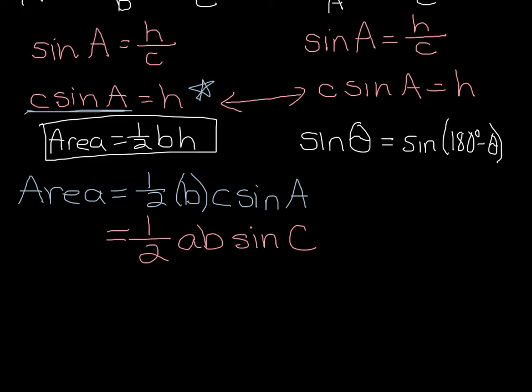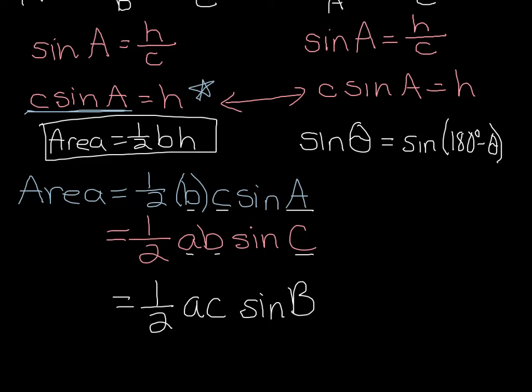So there's sort of a pattern that goes on here. Notice we're using an A, a B, and a C. So it also works that if we know side A and side C, we would need to know the sine of angle B, and we could use any of these configurations and come up with the area of a triangle.